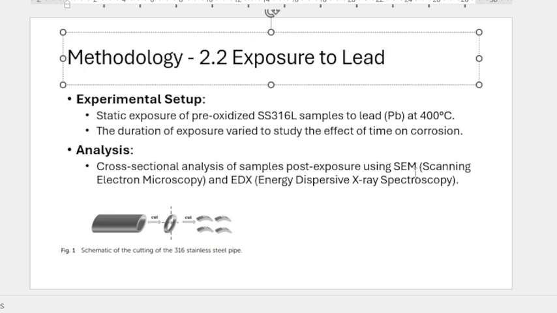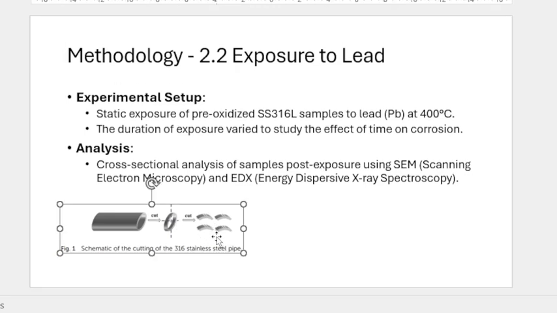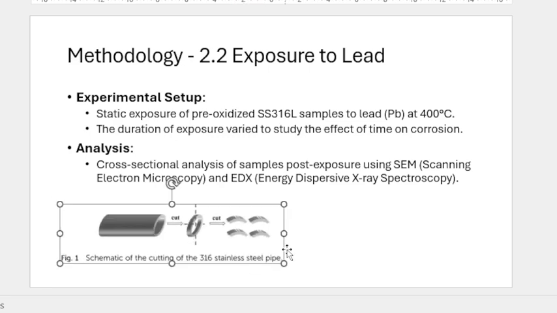Experimental setup, static. They expose pre-oxidized 316 samples to lead at 400 degrees C, and the duration of exposure varied to study the effect of time on corrosion. As for the analysis, cross-sectional analysis of samples post-exposure using SEM and EDX, and this is the schematic cutting of the materials. So it's like a ring and then divided into 4.